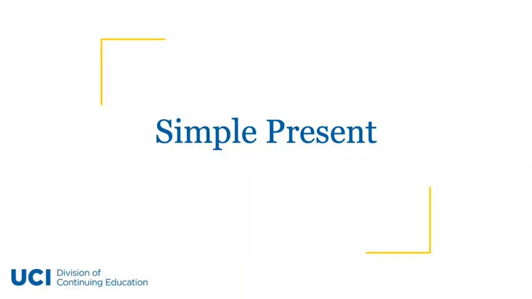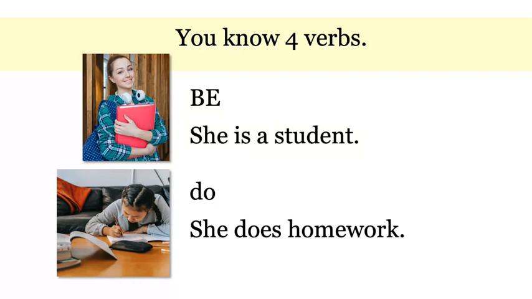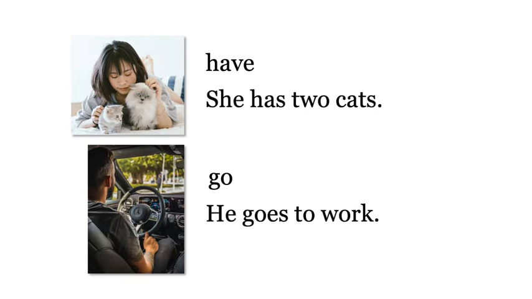In this lesson, you will learn about verbs in the simple present. You know 4 verbs: be, do, have, and go. These verbs have irregular forms. There is something different about the spelling that you just have to remember. For example, be: she is a student, is the be verb. Do: she does homework. Have: she has 2 cats. And go: he goes to work.